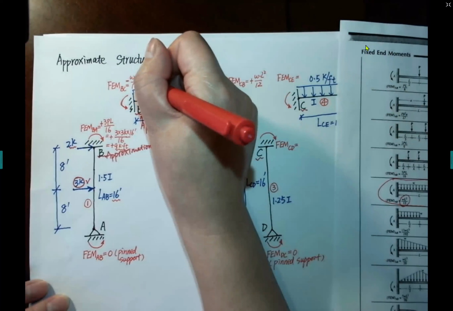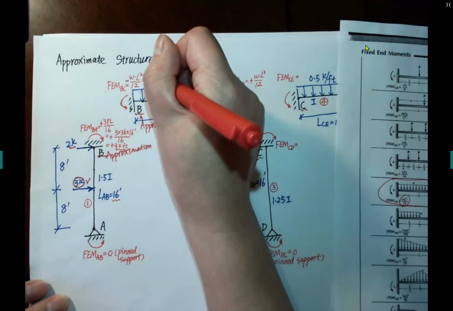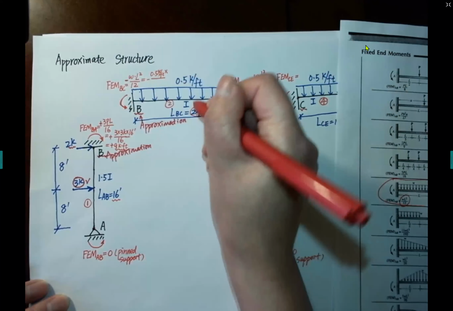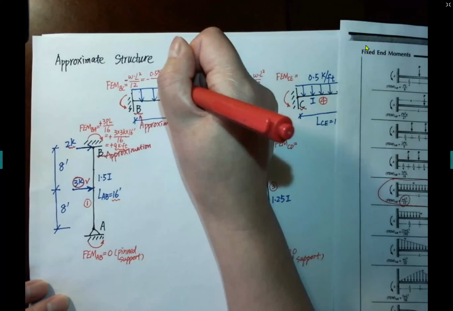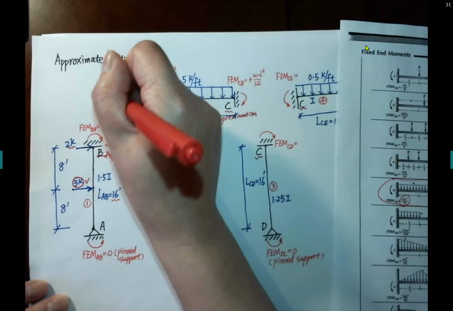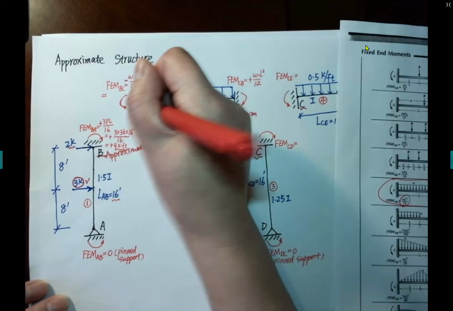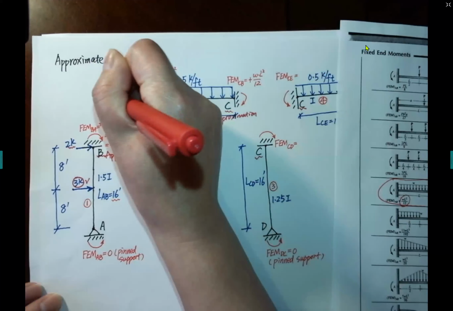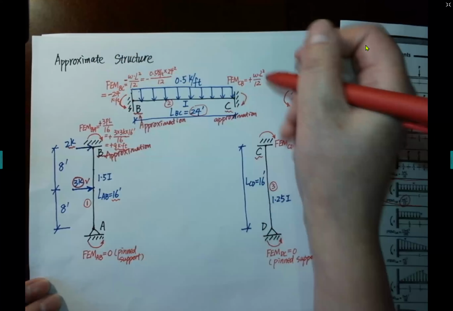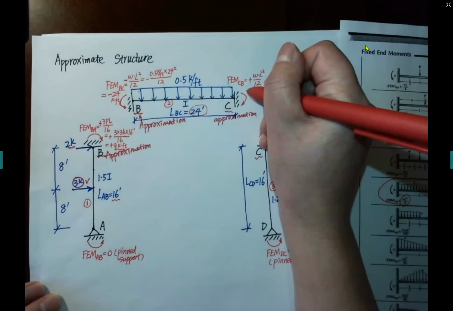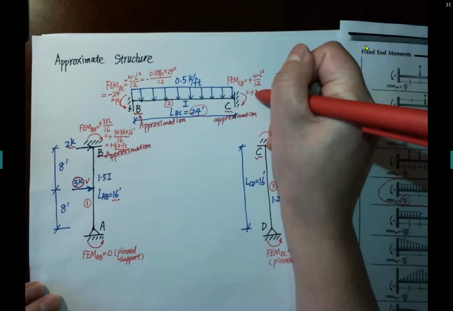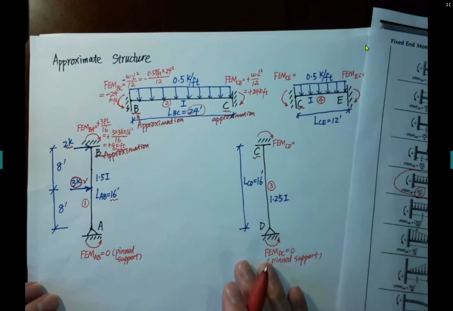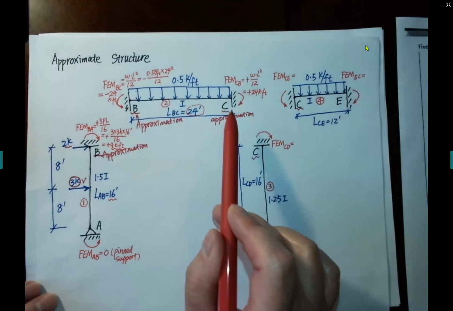Based on the values, W equals 2.5 kip per linear foot and L equals 24 feet, divided by 12. Then we get the fixed end moment at the B end for member BC equal to negative 24 kip-feet. Negative means counterclockwise. On the C side, it equals positive 24 kip-feet. Positive means clockwise. Then we're done with the fixed end moments for member BC.